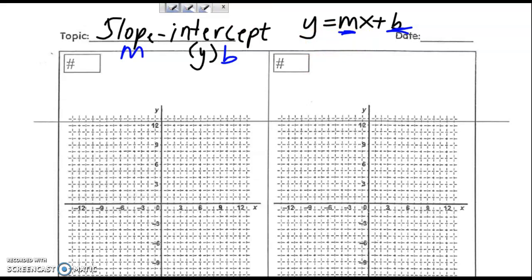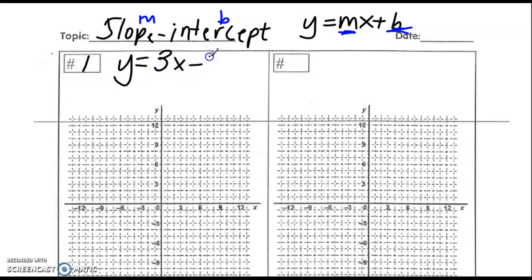Except I'm going to erase this a little bit so I have my space. Put that up here. All right, equation number 1 is y equals 3x minus 1. Lots of talking. Should be writing. So our first equation is y equals 3x minus 1.